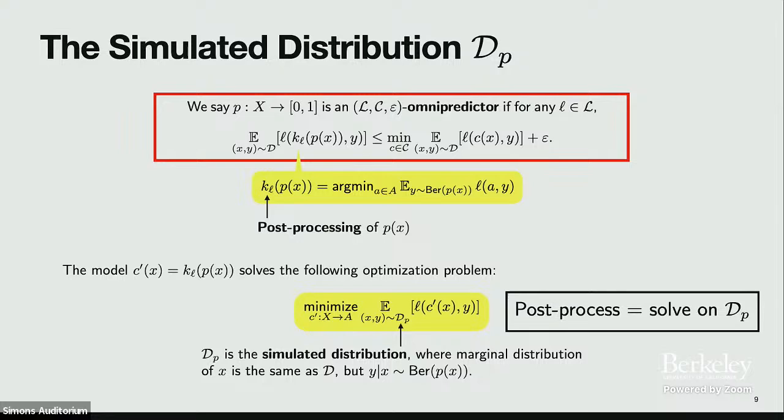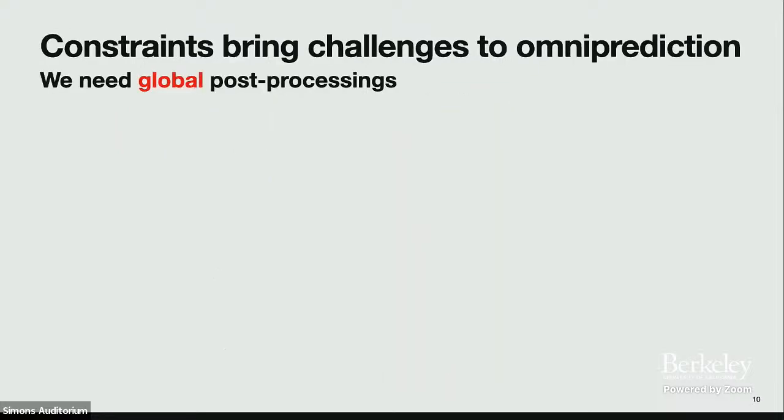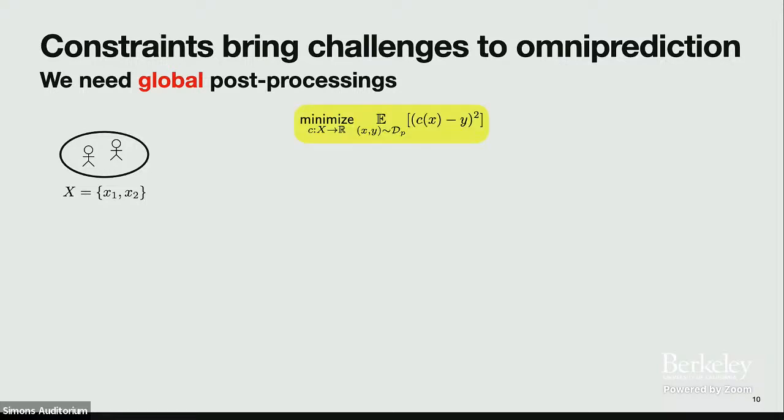Let's generalize this idea to the constrained setting. If we bring constraints into this problem, then suddenly it becomes challenging to keep the post-processing simple. I will illustrate this using an example. We have two individuals, x1 and x2. We try to minimize the squared loss, and let's try to solve the post-processing problem, which means that we already have a predictor p, and we just try to do post-processing by solving this optimization problem on the simulated distribution D_p.